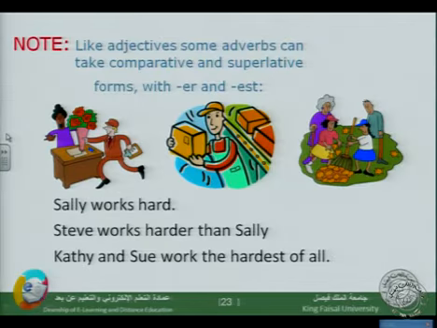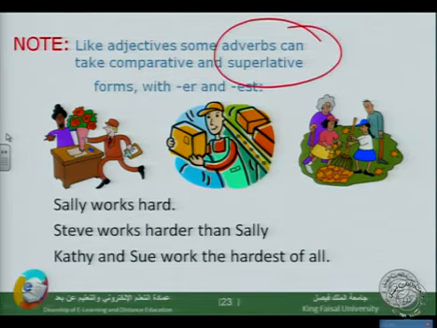Now, like adjectives, some adverbs can take comparative and superlative forms. In the last slides we talked about adjectives, but now we're going to talk about adverbs, and they have almost the same rules as adjectives. However, there is a difference between adjective and adverb. The adjective describes nouns, but the adverb describes verbs. Notice, Sally works hard. Sally is the subject, works the verb, hard the adverb. The adverb describes the verb. Steve works harder than Sally.